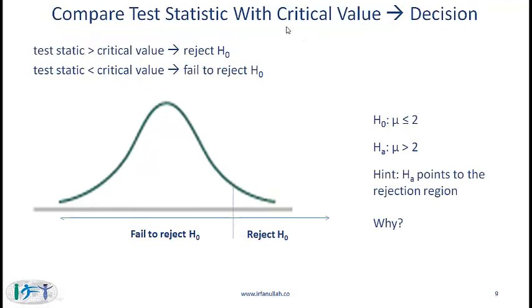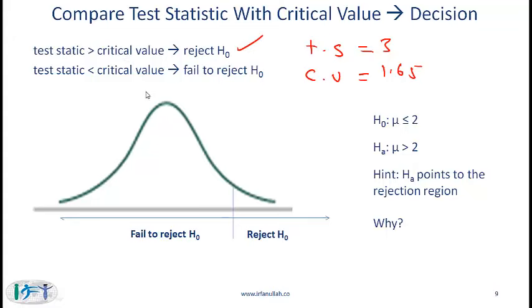Next, we compare the test statistic with the critical value and make a decision. If the test statistic is greater than the critical value, then we reject the null hypothesis. If the test statistic is less than the critical value, then we fail to reject the null hypothesis. If we look at our situation, the test statistic was equal to 3 and the critical value was 1.65. Since the test statistic is greater than the critical value, we reject the null hypothesis.